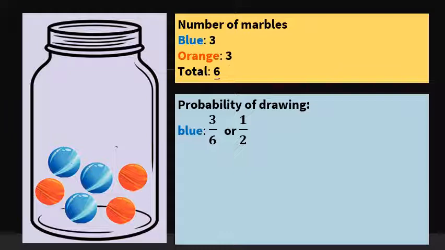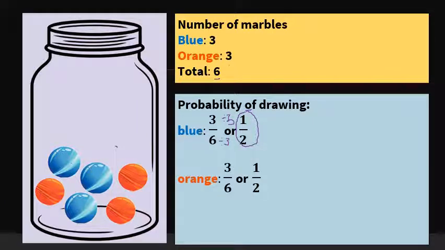And I can also represent this as a half. I can see that half the marbles are blue, but I also know that half is an equivalent fraction to 3/6. That means it is the same as 3/6. If I divide 3 by 3, I get 1. And if I divide 6 by 3, I get 2. So they are equivalent. They mean the same thing.